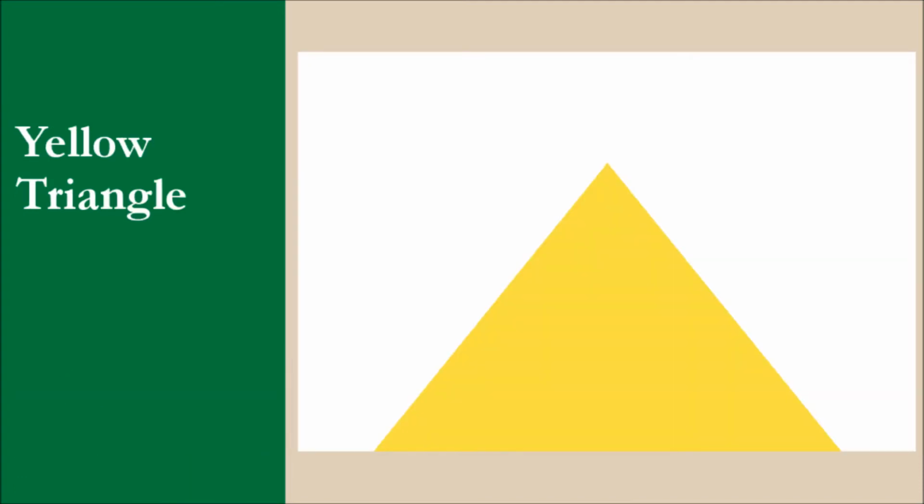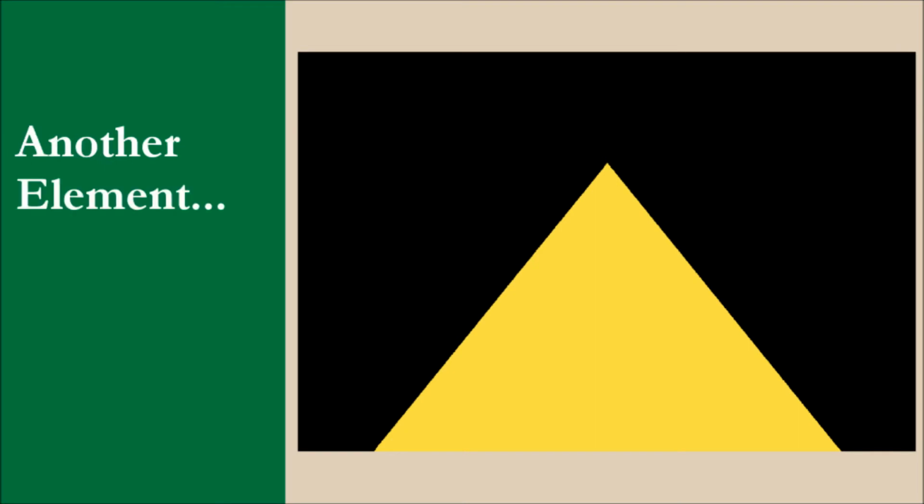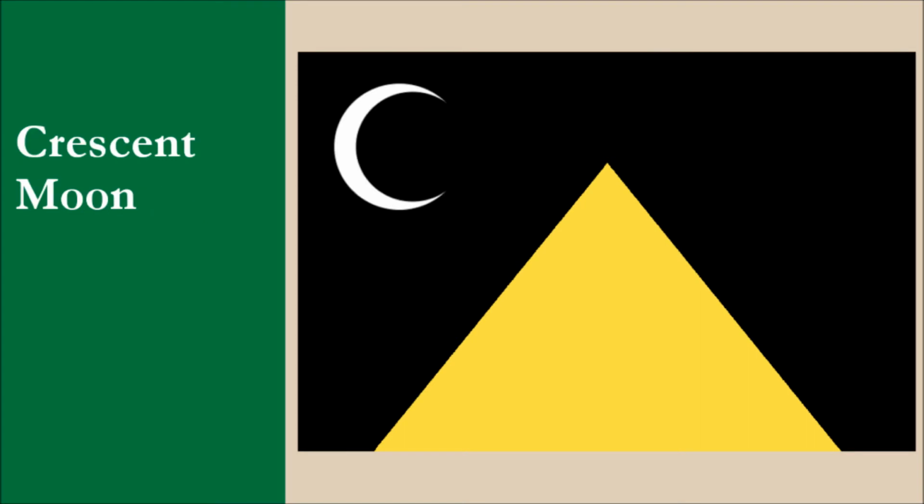So here it is on our flag, colored in yellow, which is similar to the actual color of the pyramid. Because of the poor contrast with the white, we're going to change the field to black. While we considered leaving it this way, we felt the flag needed another element. Our second element is a white crescent moon, which we've placed in the canton. And this is our completed design.